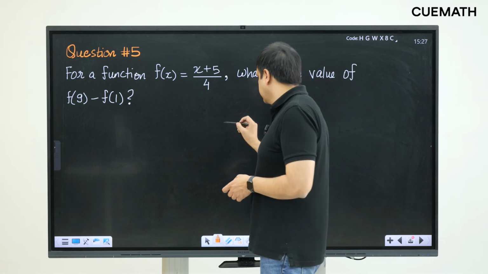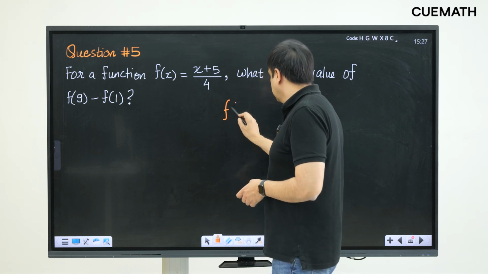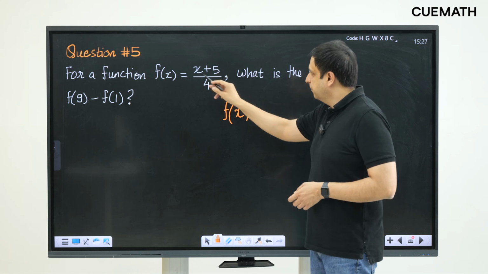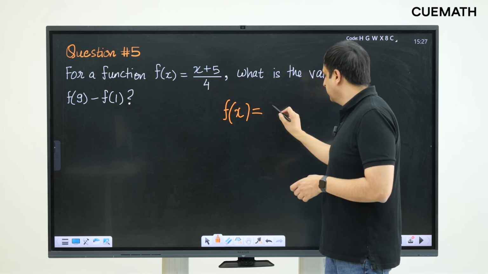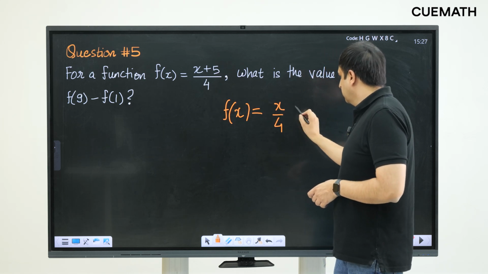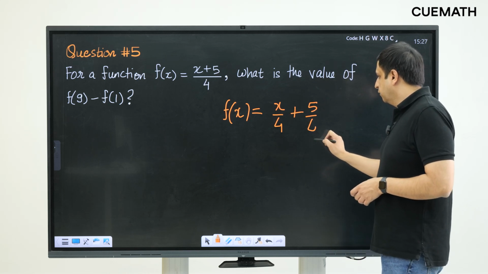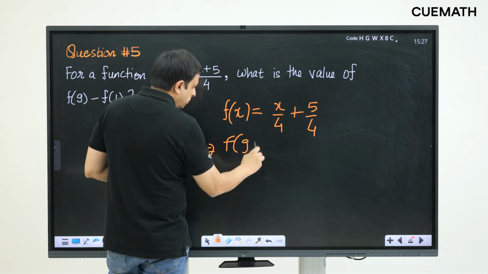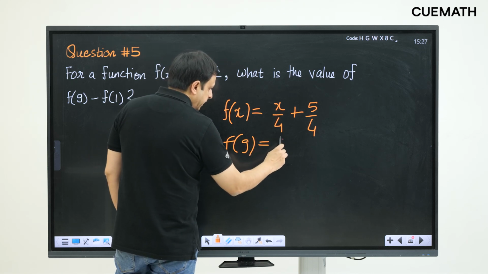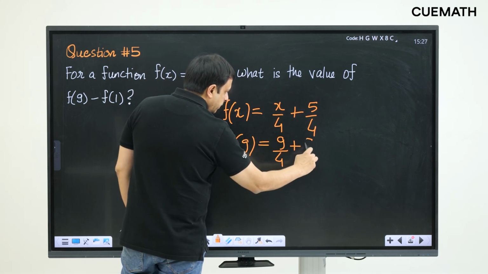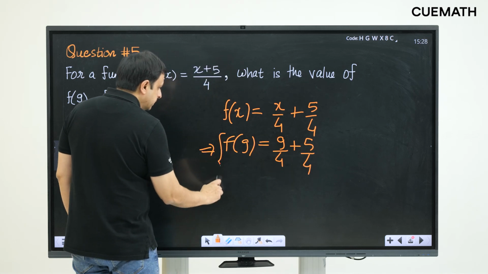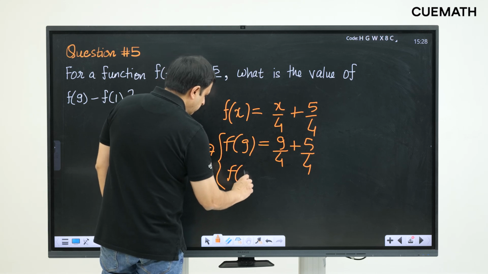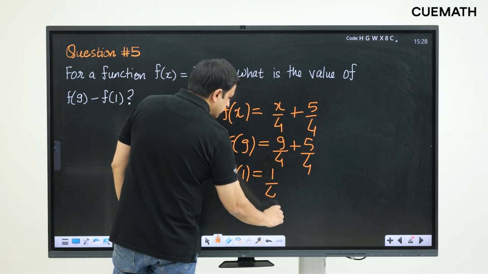So, what we observe here is that f of x is actually equal to x plus 5 by 4. So, we separate the two terms in the numerator and we write it as x by 4 plus 5 by 4, and what this means is that f of 9 is equal to, instead of x I write 9, so 9 by 4 plus 5 by 4, and f of 1, the term I have to subtract, f of 1 is equal to 1 by 4 plus 5 by 4.